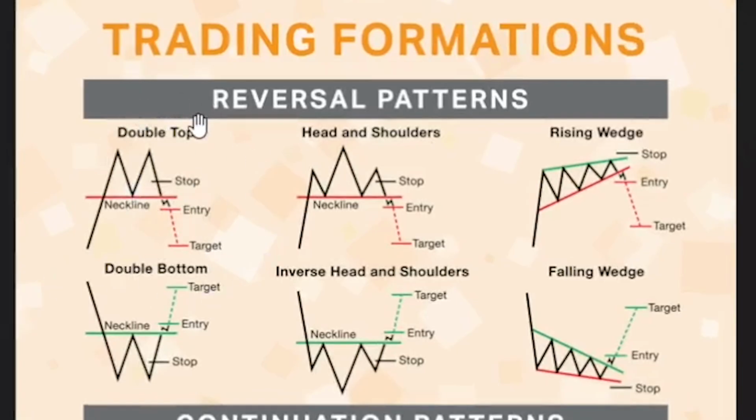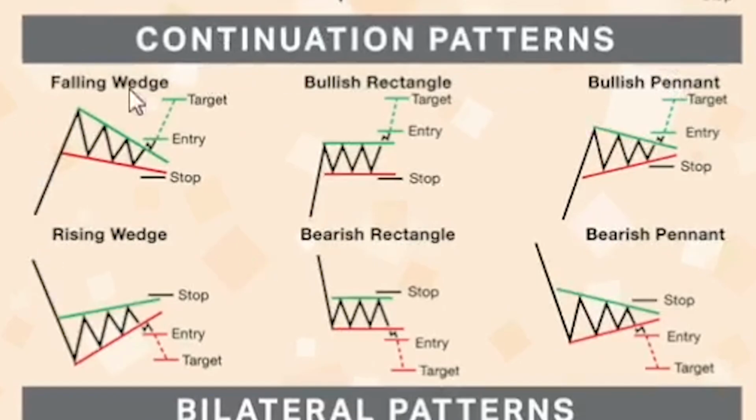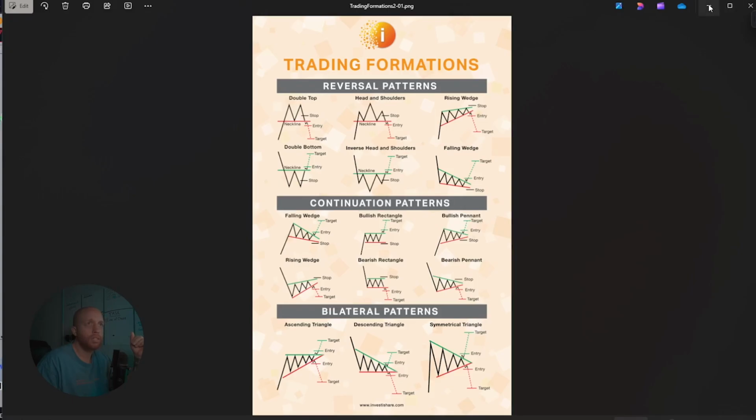What we have here is there are structural patterns with market structure. We have double tops, double bottoms, head and shoulders, inverse head and shoulders, and these are all reversal patterns. And then you have continuation patterns that continue back up. And then you have bilateral patterns where it can go either way. It's usually squeezing at the apex. That's pretty much that, and you can actually find these everywhere.